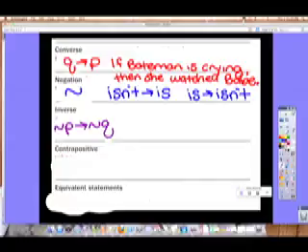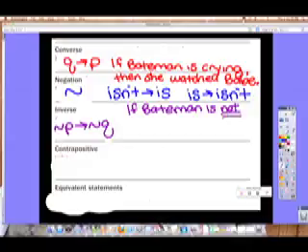I'll write it up here. So you start with the original. If Bateman is watching Babe, but it's the inverse, we do the opposite. So if Bateman is not watching Babe, then she's not crying.